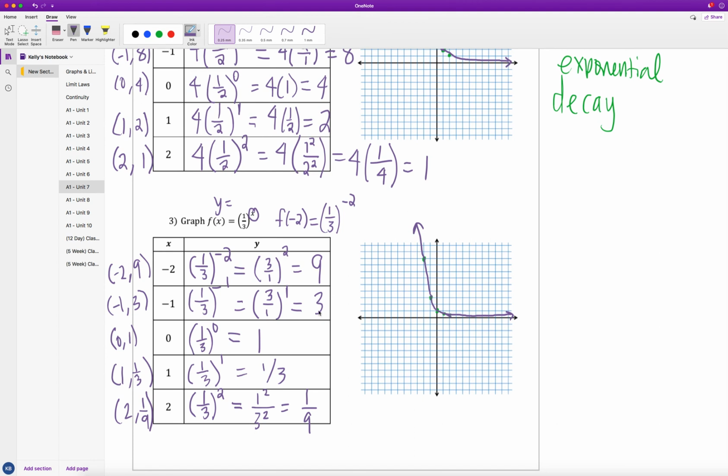So here is another graph of an exponential function. Would this look like that exponential growth, like in example 1, or the exponential decay in example 2? So this is another example of an exponential decay, because as we read the graph from left to right, the values are getting smaller and smaller and smaller as they approach 0.